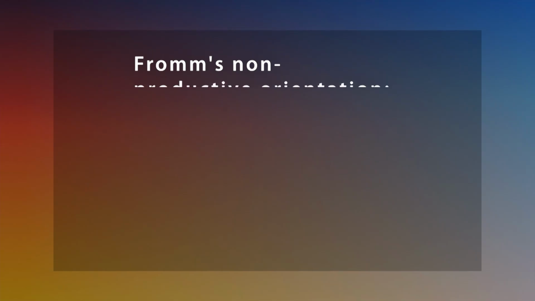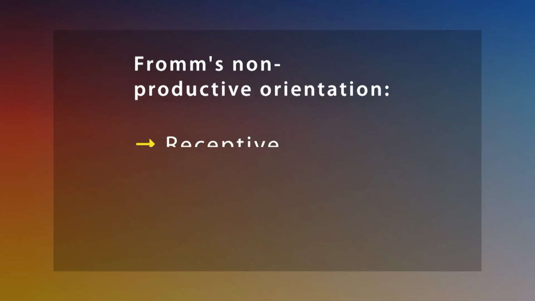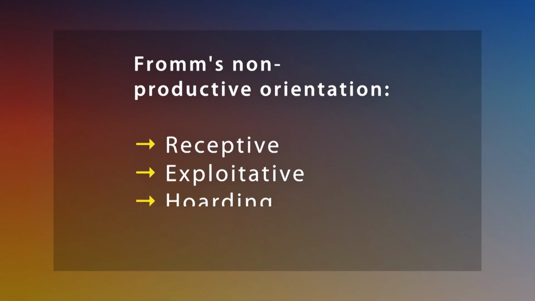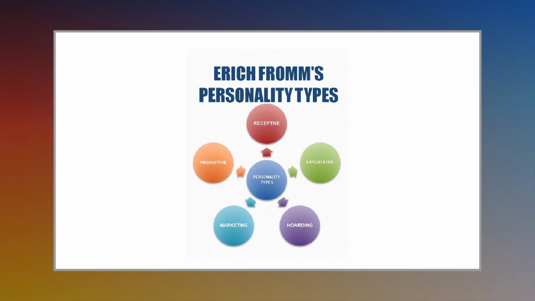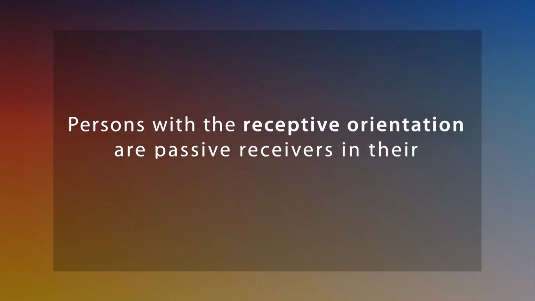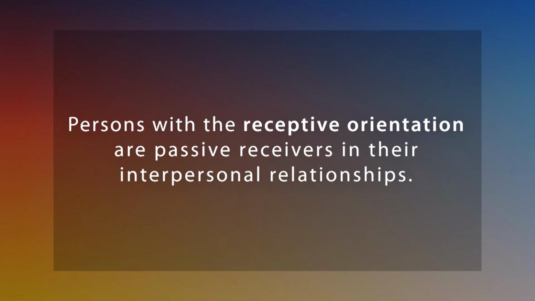We must talk about Fromm's non-productive orientations, which include the receptive, exploitative, hoarding, and marketing orientations, which are the alternatives to the productive orientation, if we are to understand how this is brought about. These are essentially character qualities or worldviews that individuals choose. Although one orientation is typically more dominant than the others, each person's personality is a blend of some or all of these characteristics. Persons with receptive orientation are passive receivers in their interpersonal relationships.